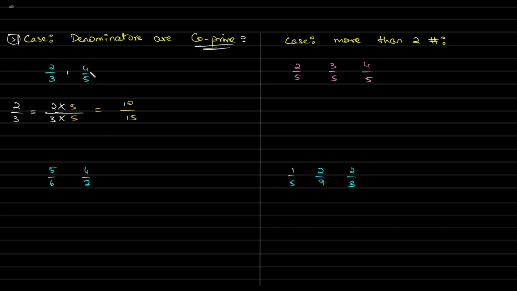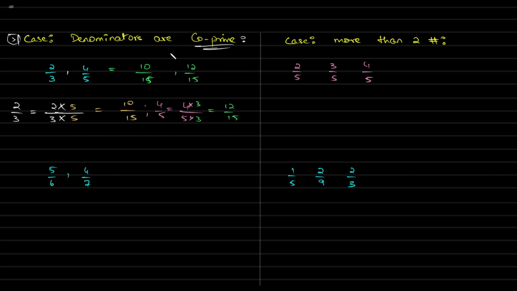Okay, and the next number is 4 by 5. Here too you multiply and divide with the denominator of the other fraction, that is 3 by 3. So this is 12 by 15. So you can clearly see this question got converted to 10 by 15 and 12 by 15 as your like fractions. Okay, again all you have to do is multiply with the denominator from the other fraction.